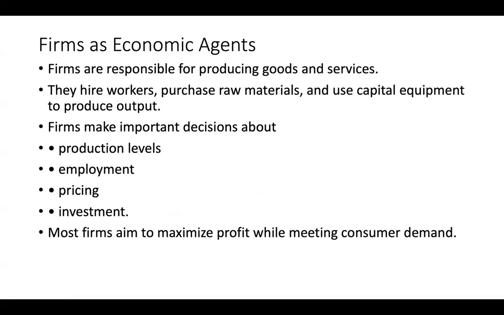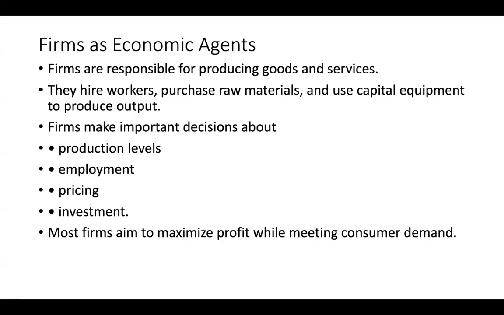Then the firm as an economic agent. We are saying that the firms are responsible for producing goods and services. They combine resources such as labor. They hire workers. They use machines and raw materials in order to produce output. So the raw materials form part of the capital equipment for the production of what? Output.